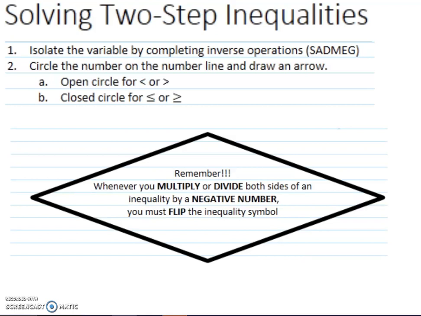The most important thing, remember, whenever you multiply or divide both sides of an inequality by a negative number, you must flip the inequality symbol. This is the most important thing with inequalities.